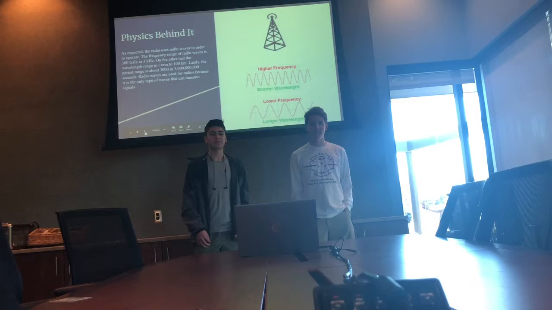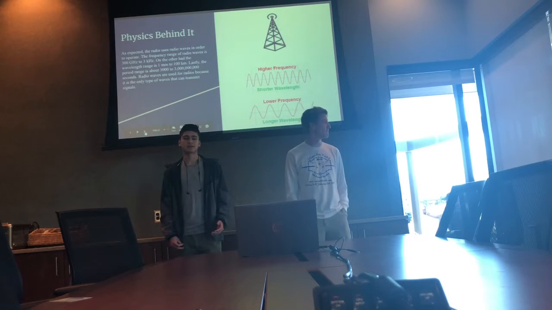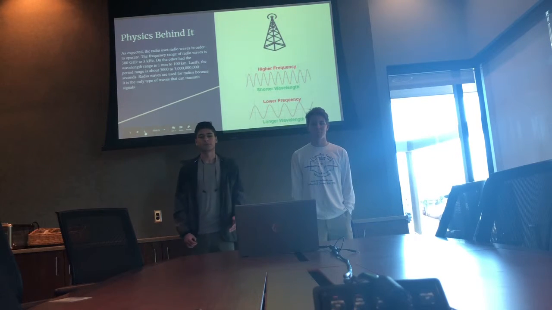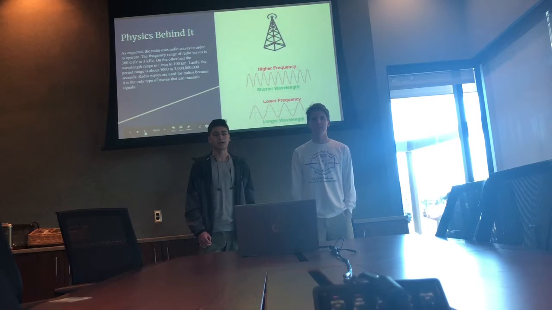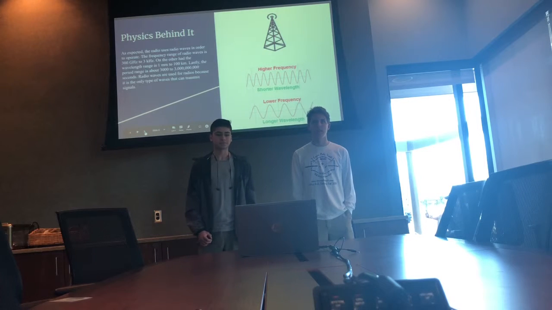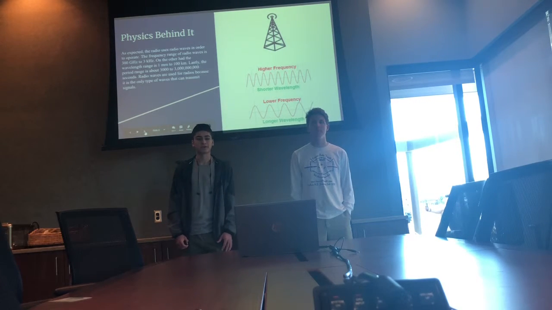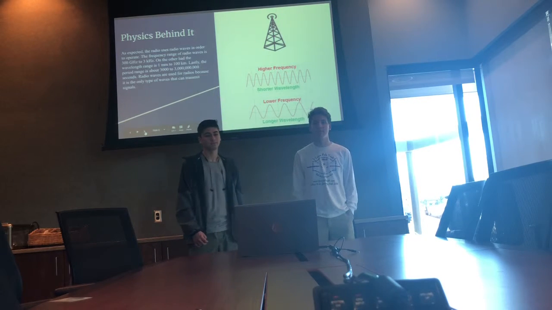I'm going to be talking about the physics behind the radio and the radio waves. So, as expected, radios do use radio waves to operate. The frequency range of the radio is 300 gigahertz to 3 kilohertz. On the other hand, the wavelength range is 1 millimeter to 100 kilometers. Lastly, the period range is about 3,000 to 30 billion seconds, and radio waves are used for radios because it is the only type of wave that can transmit a signal.